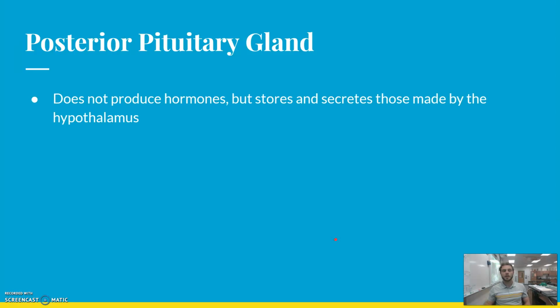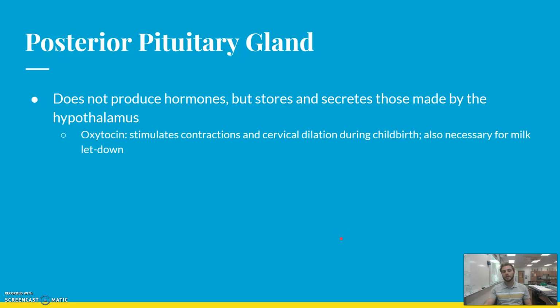Your posterior pituitary gland, being nervous tissue, does not produce any hormones, but will store and secrete hormones that are produced by the hypothalamus. Examples like oxytocin, which is going to be used to stimulate contractions. It is one example of positive feedback in the human body: contractions stimulate dilation, dilation stimulates more oxytocin, which stimulates stronger contractions, and dilation, which stimulates more oxytocin over and over. Oxytocin also does play a role in milk letdown. We will cover some of these more in depth when we get to the reproductive system.